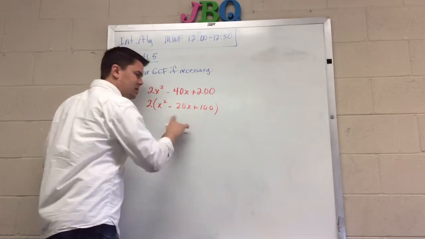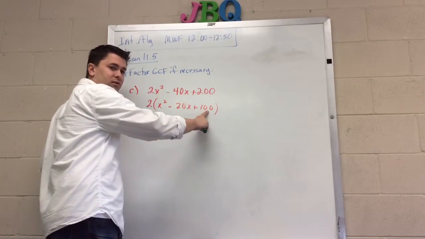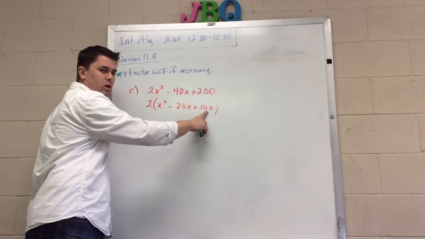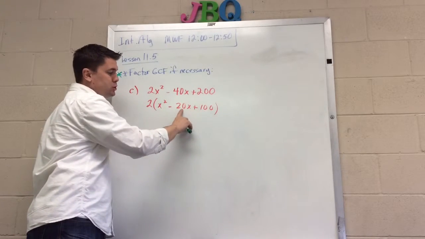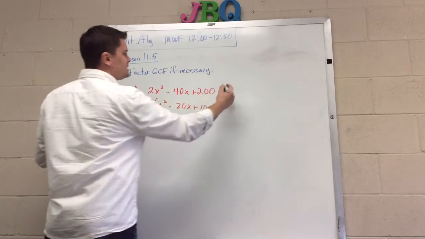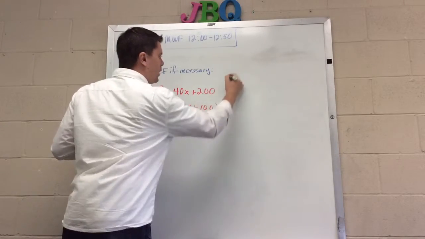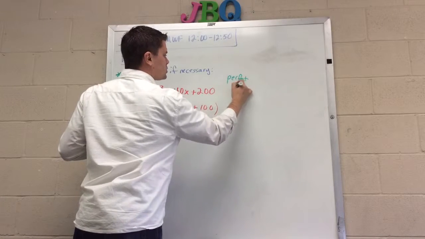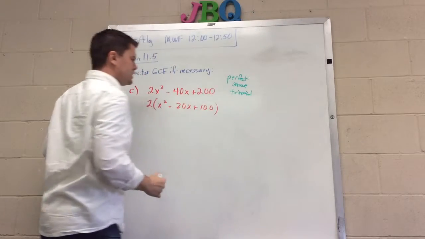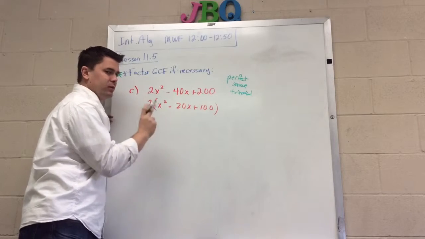Now, does anyone recognize the pattern that we just discussed a minute ago? This is a perfect square. 1 in front of the x squared is a perfect square. The square root of 100 is 10. 2 times 10 matches that 20. So what that tells us is that this is a perfect square trinomial. So we can actually jump all the way down to the final answer if we recognize that pattern.